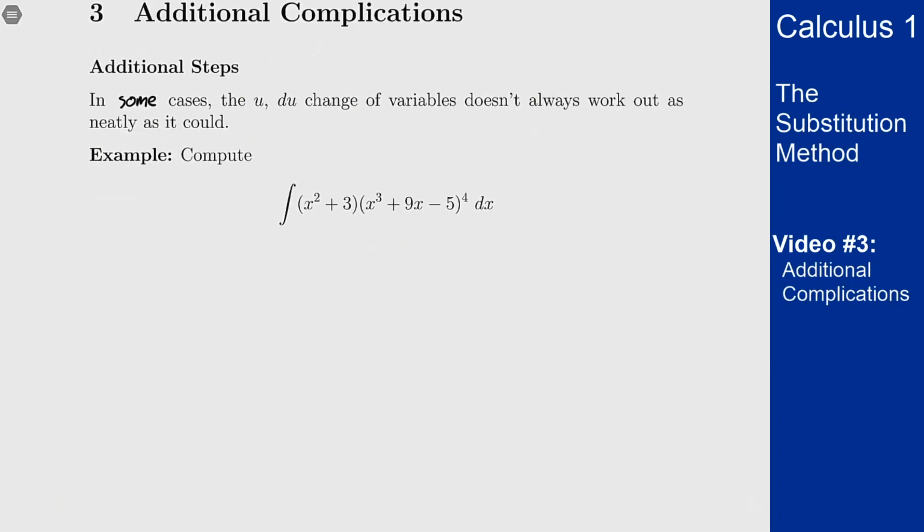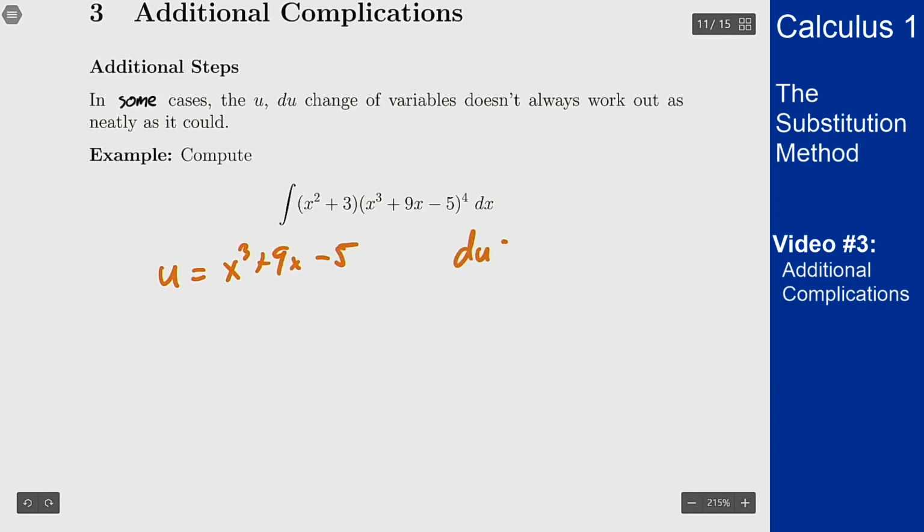What happens for this problem? Well, I should want to set my inside function to be u, so u is x cubed plus 9x minus 5, and so du is then 3x squared plus 9 dx, which I don't quite see in my problem, but I see a multiple of it. So then 1/3 du equals x squared plus 3 dx, and now that I see in my problem.